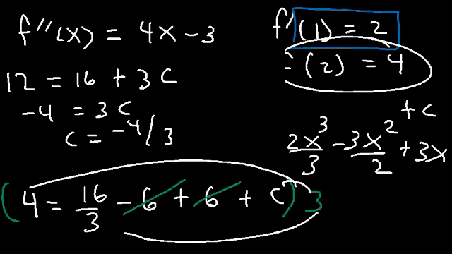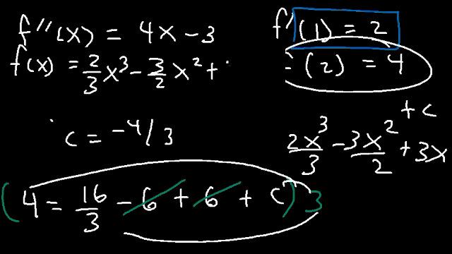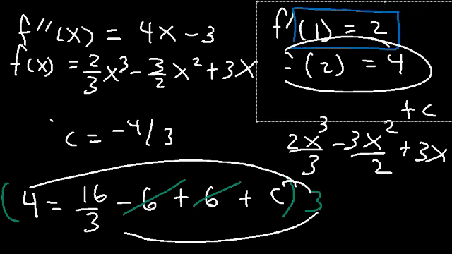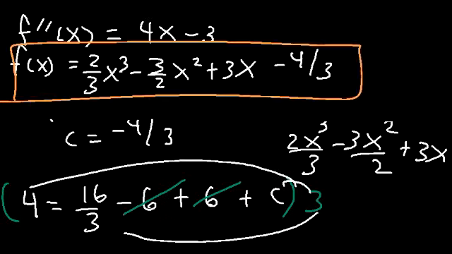Which means that the original function f of x is 2 over 3 x cubed minus 3 over 2 x squared plus 3x, and then minus the constant c, which is negative 4/3. So this is f of x. That's how you find it. Now you can apply the principles learned in the initial condition problems for particle motion problems.